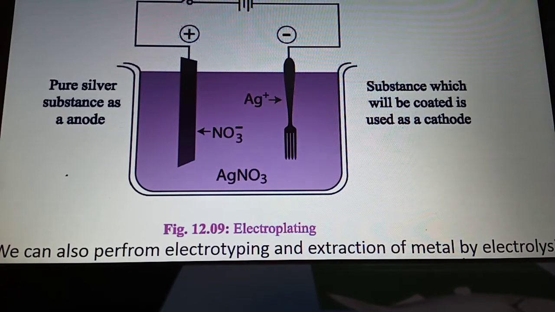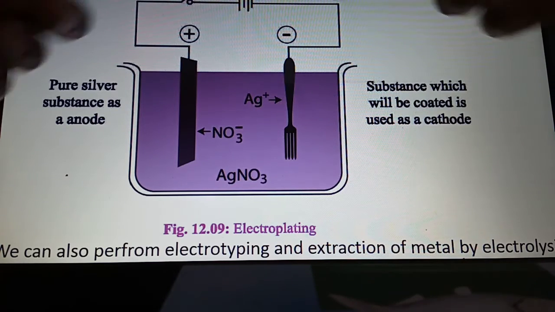There are many uses of electrolysis. One example is a very important, familiar one, that is electroplating. What is electroplating? To give the layer of a certain metal on another is known as electroplating by the process of electrolysis. Here see, we will give a layer of silver on a spoon.